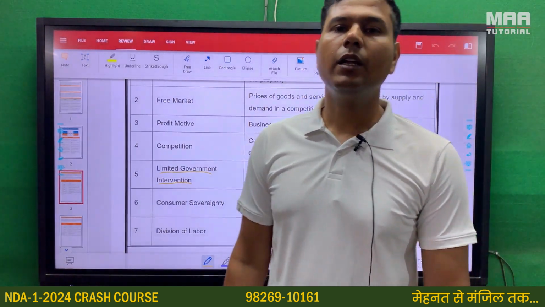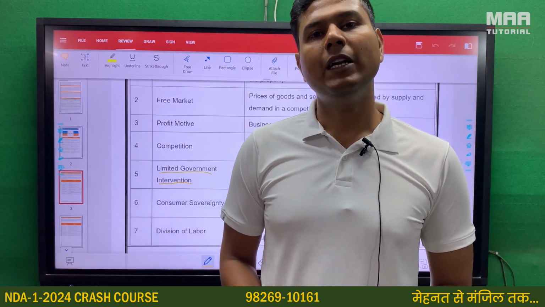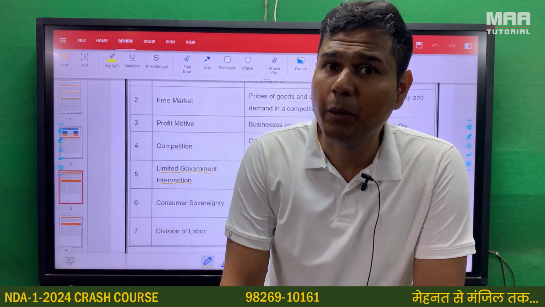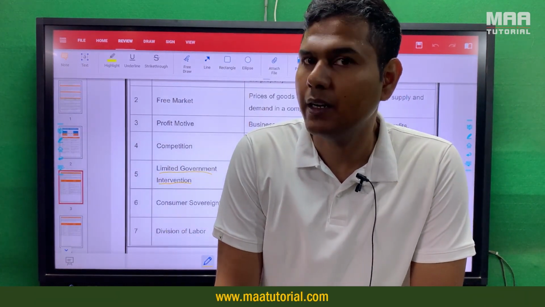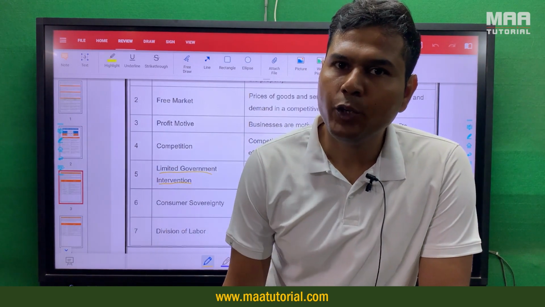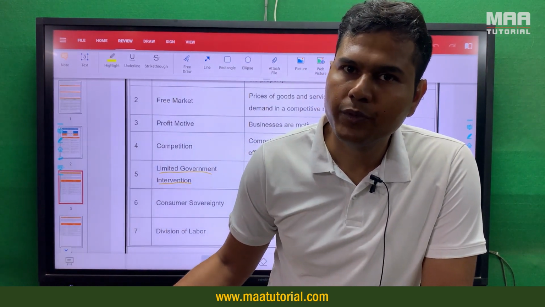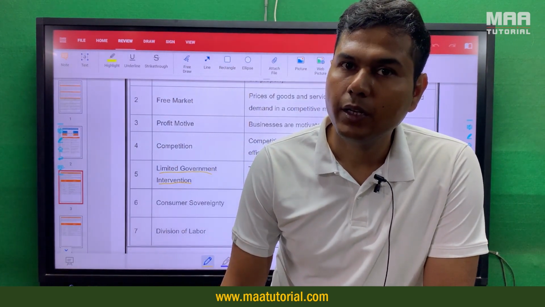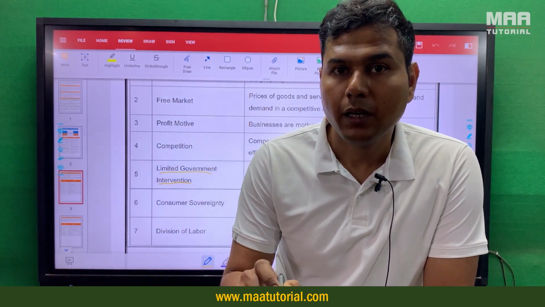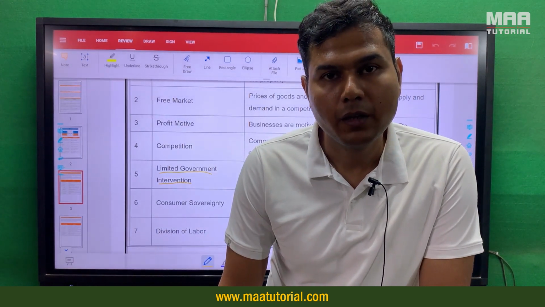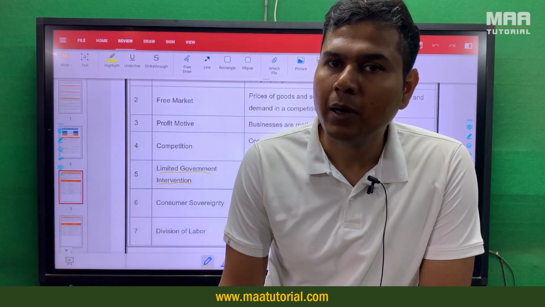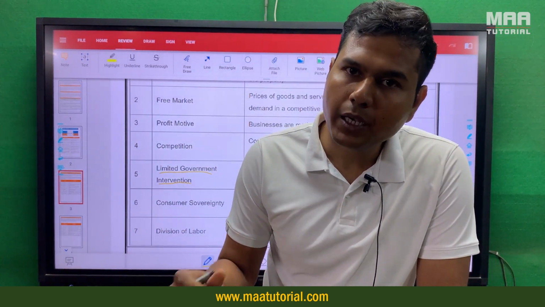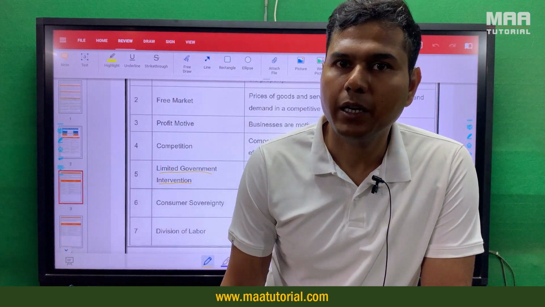For example, let's take an example in India. What if Chinese companies start dumping in our country? Dumping is basically when you send a lot of goods to another country at a far cheaper price, probably bearing a loss on it. What would be the effect on the local market? The local market would be debilitated by this. It would be seriously affected.